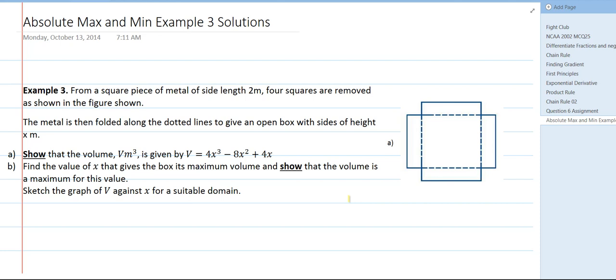There are just a few things to note about application questions of this type. For example, you've got to get used to terms like maximum volume. What are you really trying to find there? What are they really asking? Show that the volume is maximum for this value. What does that actually mean? The hard part here is to actually relate the mathematics with a real-life application.